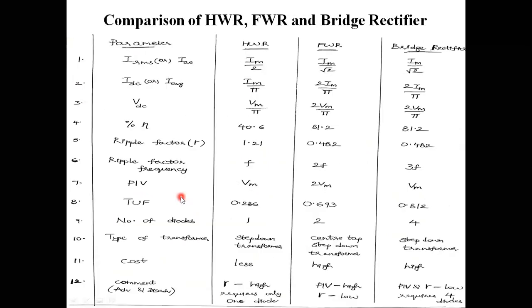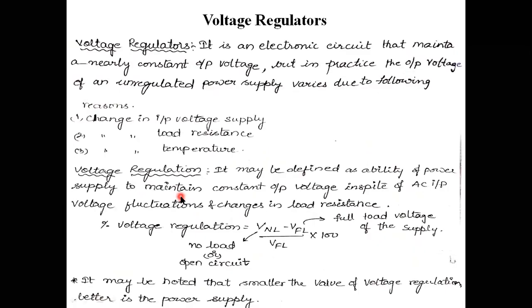Next concept is voltage regulators. Voltage regulator means simply, let this be the waveform. It is maintaining some constant voltage, 5 volts, with respect to time. I am getting some constant output voltage V naught, like this. Maintaining the output voltage constant, we can call it a voltage regulator.